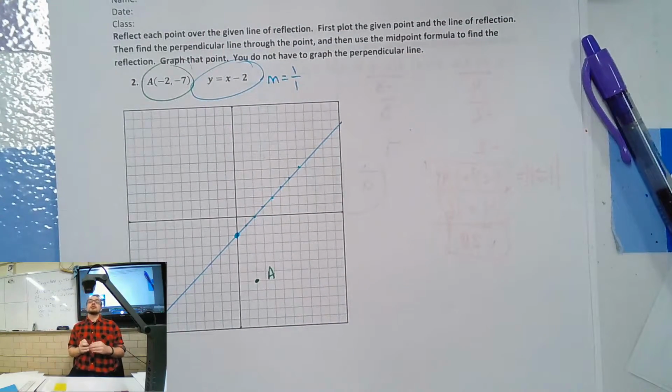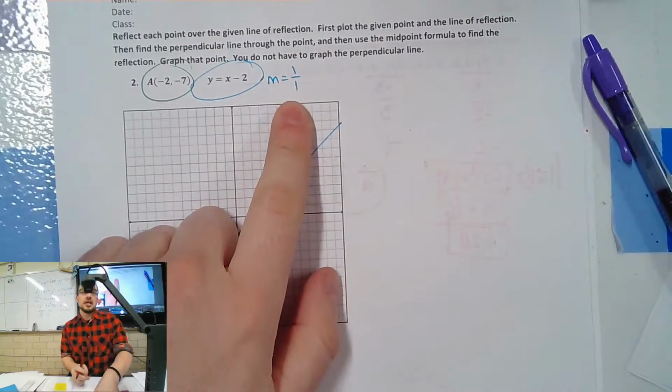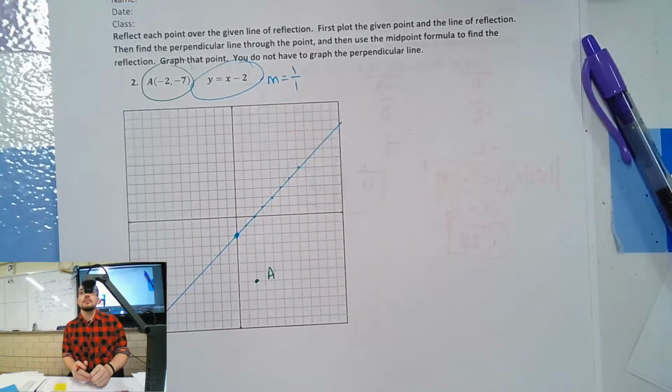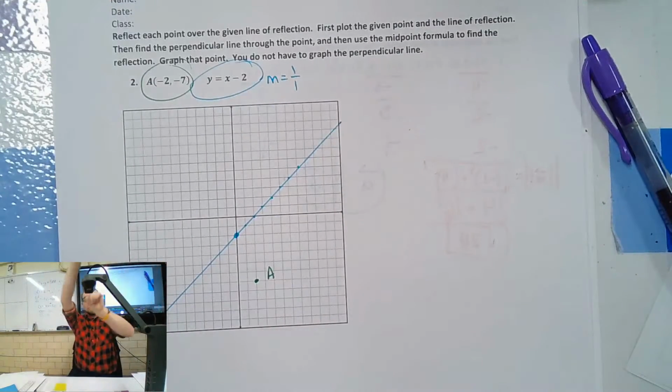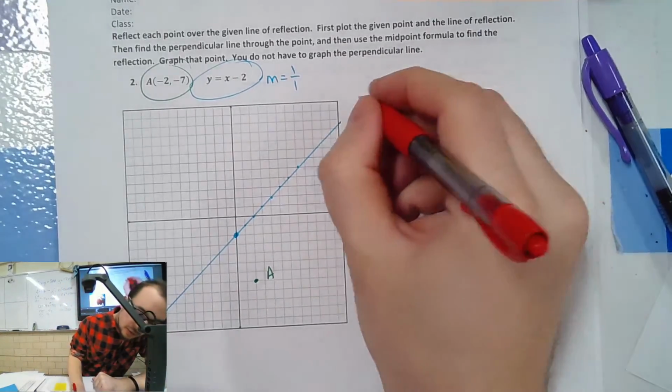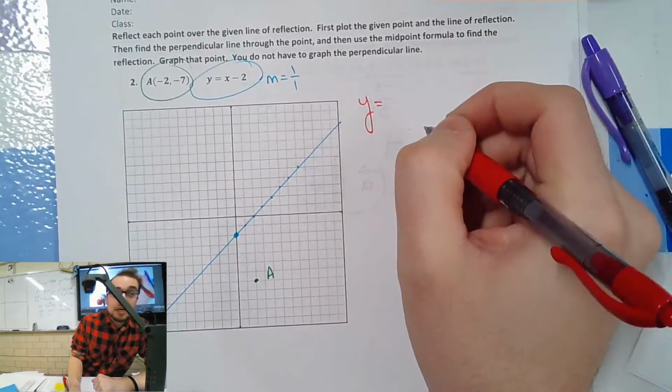Perpendicular lines have perpendicular slope. So if the slope of this guy is 1 over 1, what's the perpendicular slope? -1 over 1, right? We flip it. 1 over 1 turns into 1 over 1 after we flip it. Stays the same, right? And then we negate it. So it's going to be y equals -1 over 1x. I'm just going to write that as -x.